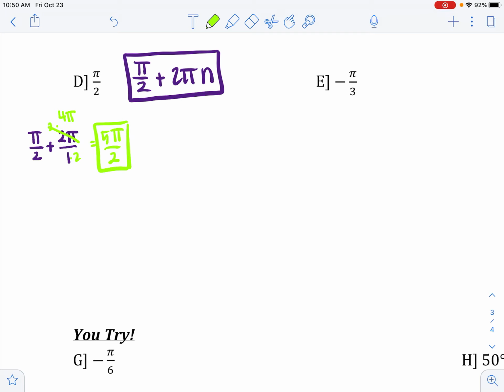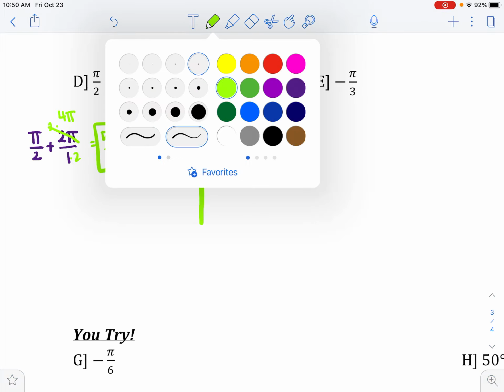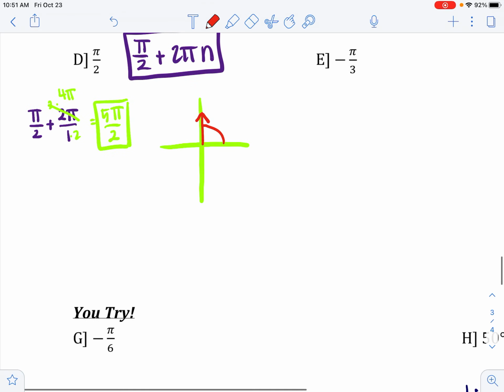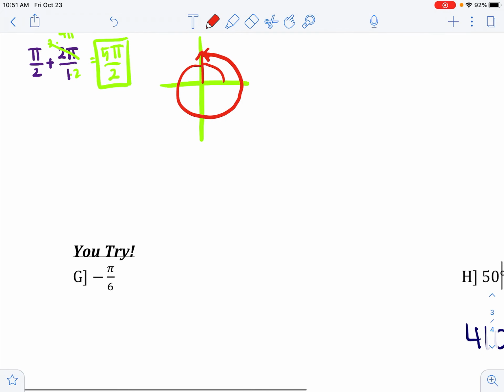And now I'm going to draw it. 5 pi over 2 is in the same place as pi over 2. Pi over 2 is the same thing as 90 degrees, which is right here. So 5 pi over 2 is 90 degrees and 360 degrees more. That's pi over 2, and then I have to go 2 pi more, and it'll end right there.